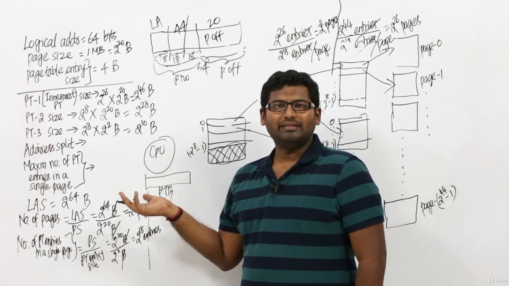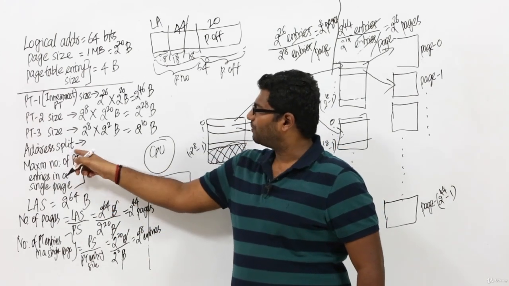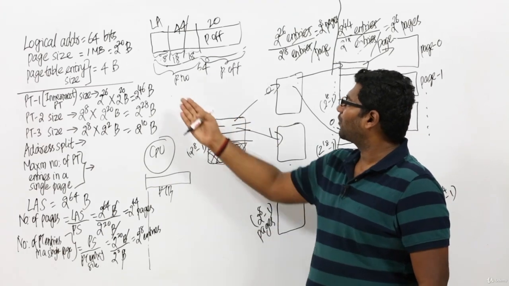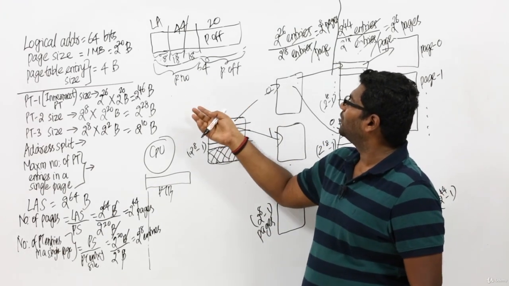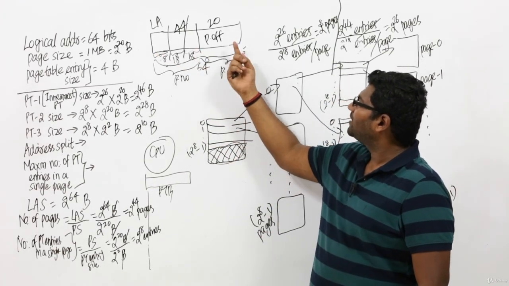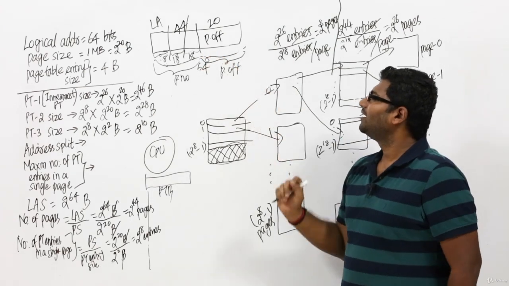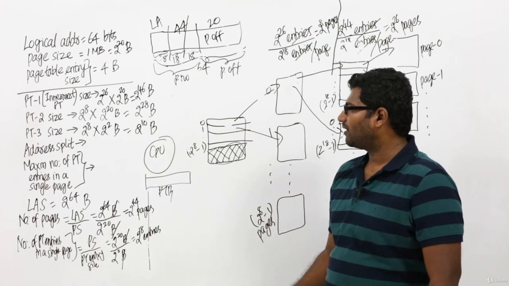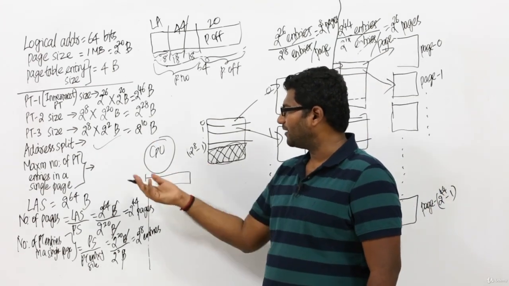So we have computed all these things, right? We have computed the address split. How will the address split look? It will look exactly like this, which means I have a total of 64 bits where the page number field is going to hold 44 bits and the page offset field is going to hold 20 bits. And again the page number field is split in this way. This is what we have computed. We have computed the address split, fine.